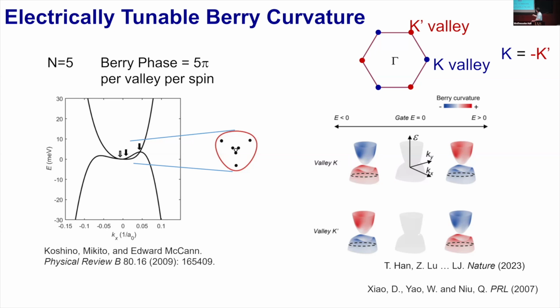And if you focus at a specific valley and tune your electric field continuously, you can close the band gap by going to E equals 0 and reopen the band gap in the opposite way. So you are kind of swapping the conduction and valence band here. So you also control the sign of the Berry curvature of these bands through this topological phase transition, if you just look at one valley. So we have also potential for quantum geometric effect and topological effect.